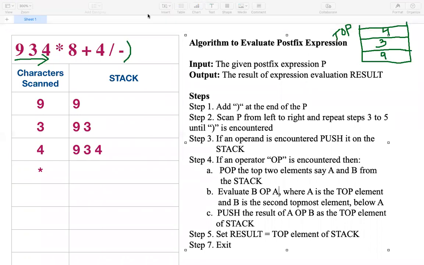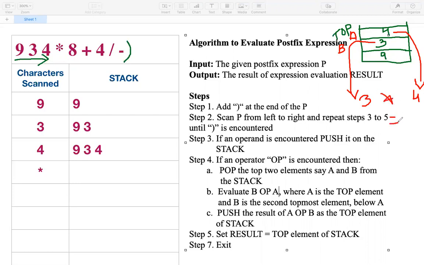So let us go to our stack content right now. The first element, at the top of the stack, is 4, and the other one is 3. So let me write down: this is 3 and this is 4. And what it is telling is, we do a B operation A. So this is A, the top element, and this is B, the next element in the stack, and we do B operation A. Here the operation is multiplication, so we do 3 into 4.